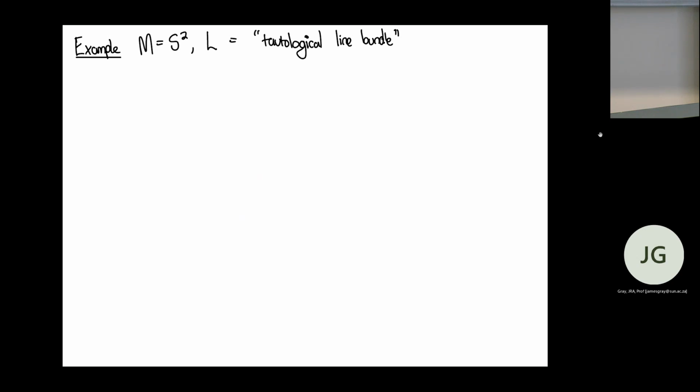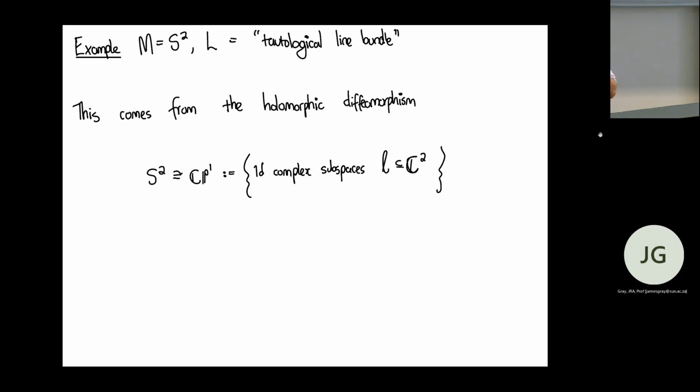So I've got my base manifold M is the 2-sphere, and the line bundle is going to be what's known as the tautological line bundle. So what do I mean by that? Well, I should really say this comes from the holomorphic diffeomorphism between the 2-sphere and CP¹. CP¹ is the collection of all one-dimensional complex subspaces of C². Right? So that's where this line bundle is really living. So we call it tautological. And it's just a nice fact that CP¹ as a manifold identifies with S². So we'll rephrase things in terms of the 2-sphere later, but for now, just think in terms of CP¹.